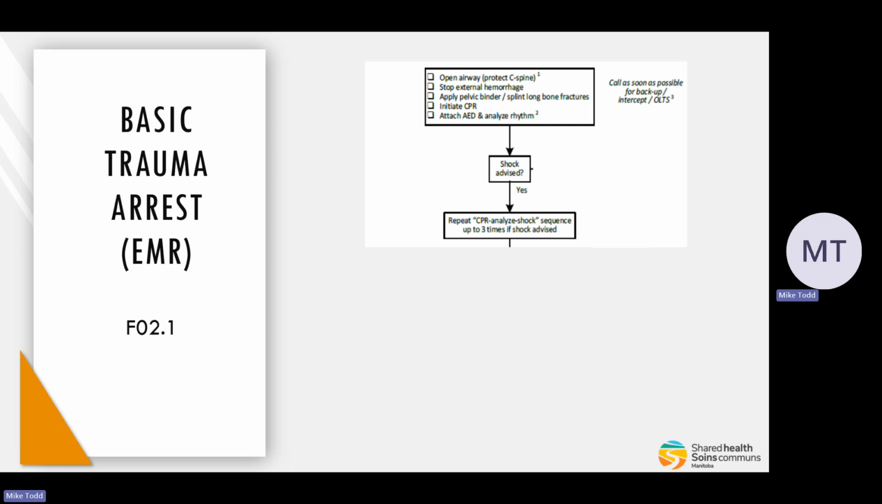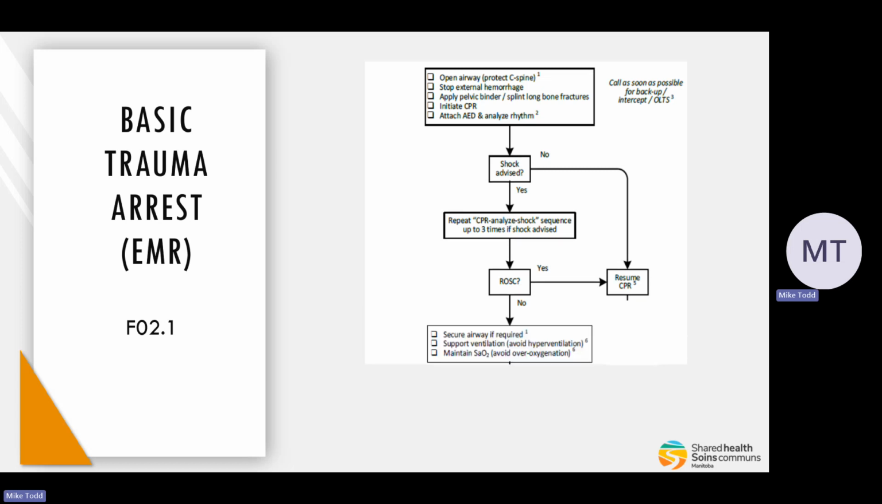So if you do put them on the monitor and it does say shock advised, we're going to shock them as per protocol and continue up to 3 times. Did we get a pulse back with that? If no, or no shock advised, we're just going to stick with our CPR. If we do get ROSC, that's awesome. If it's achieved, we're going to secure the airway if we haven't already. Again, EMRs are not permitted to use i-gels anymore, so OPA, NPA would be great. Again, worrying about NPAs and head injuries, we might want to be cautious with that for trauma arrest. And we're going to support ventilations to maintain appropriate SpO2 readings.